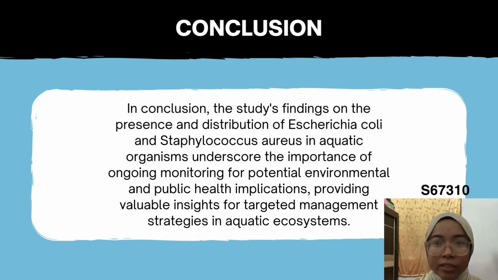In conclusion, the study's findings on the presence and distribution of Escherichia coli and Staphylococcus aureus in aquatic organisms underscore the importance of ongoing monitoring for potential environmental and public health implications, providing valuable insight for targeted management strategies in aquatic ecosystems. Thank you.